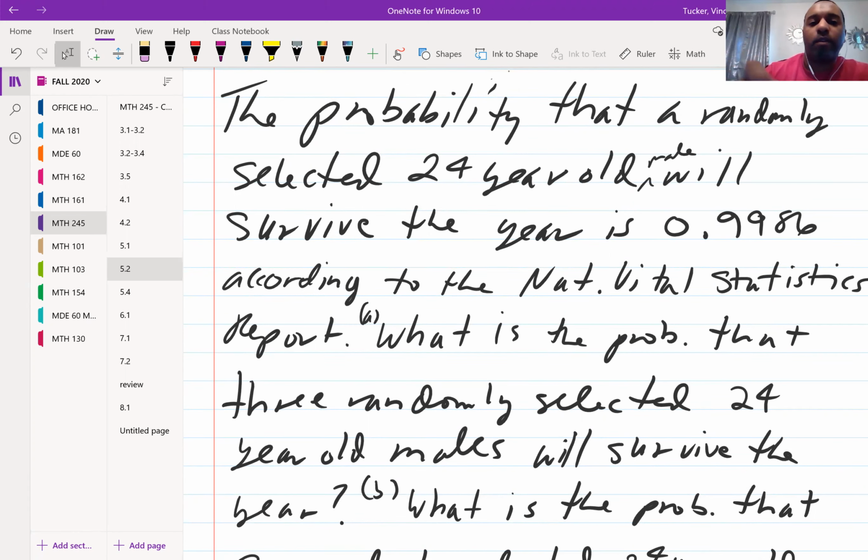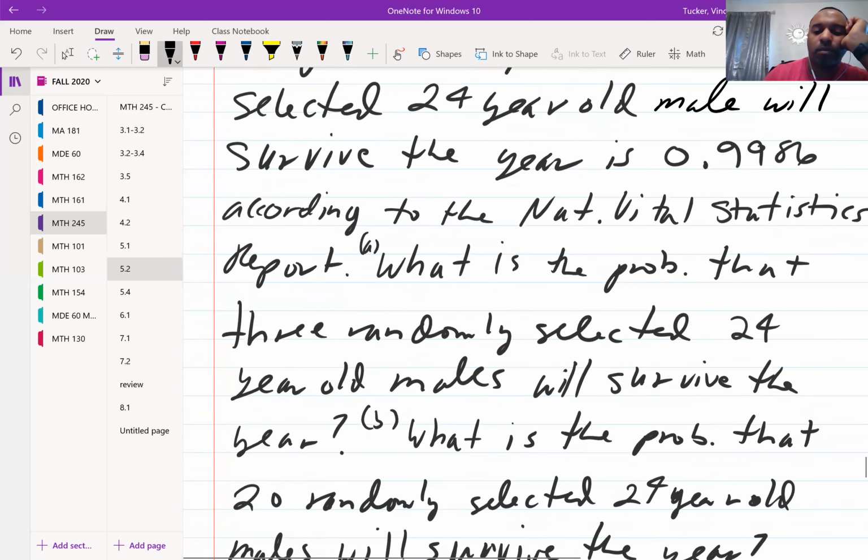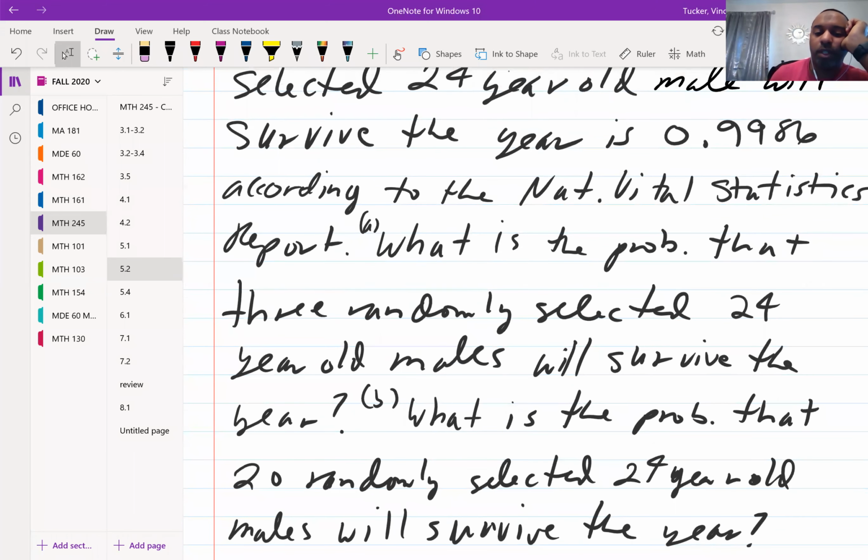The probability that a randomly selected 24-year-old male will survive the year is 0.9986, according to the National Vital Statistics Report. A, what is the probability that 3 randomly selected 24-year-old males will survive the year? And then B, what is the probability that 20 randomly selected 24-year-old males will survive the year?